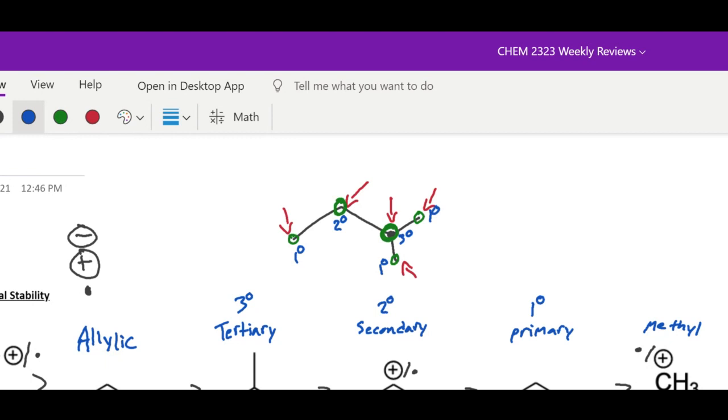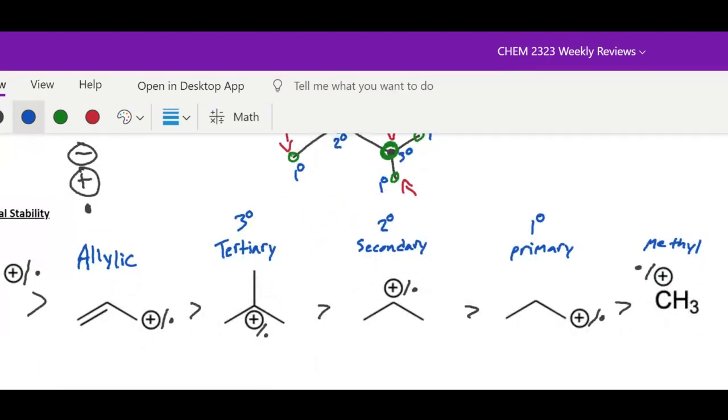So that's how you define if it's a primary, secondary, or tertiary carbon. Okay? Now we are putting a charge, a carbocation and a radical at that tertiary carbon. We're putting a charge on the secondary carbon, and we're putting a charge on the primary carbon. And then obviously this carbon is going to be considered a methyl carbon. So don't get methyl and primary confused.